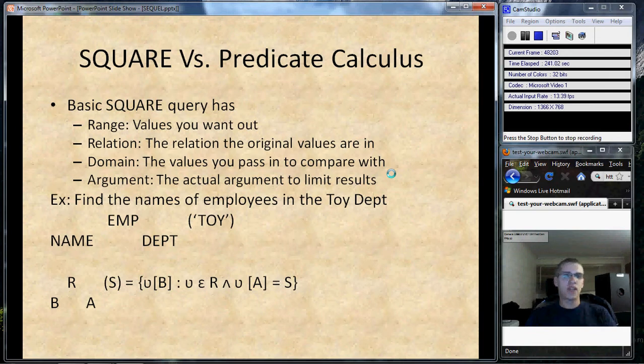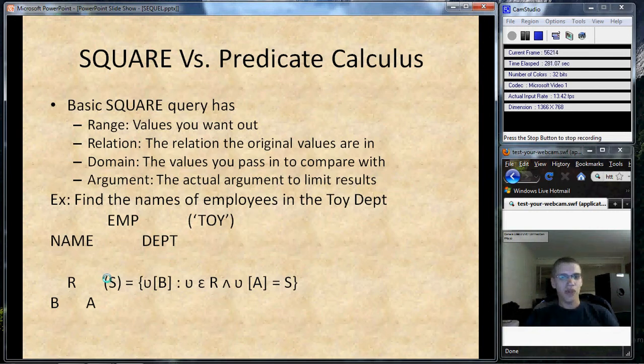So here's a basic relation. Every Square and every predicate calculus query, for that matter, has a range, a relation, a domain, and an argument. The example I gave was to find the names of employees in the toy department, using the same relation that you read about in the SQL paper. The name is the range, the value you want to get out, coming from the relation of employee. The domain is the department, and the argument on the domain is toy. You saw this exact query in the SQL paper when it was demonstrating the basics of Square.